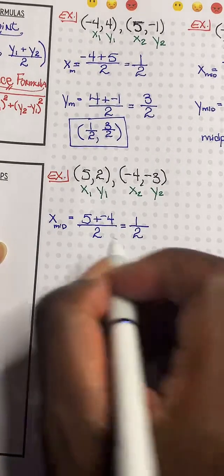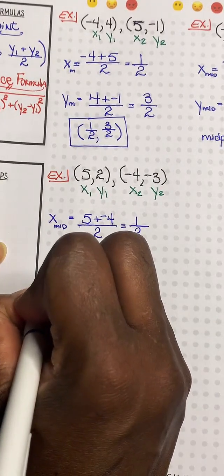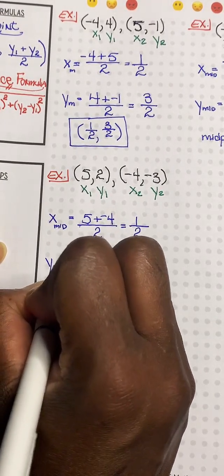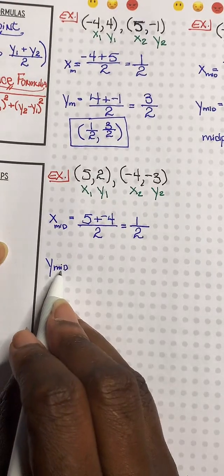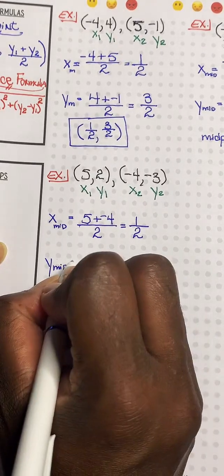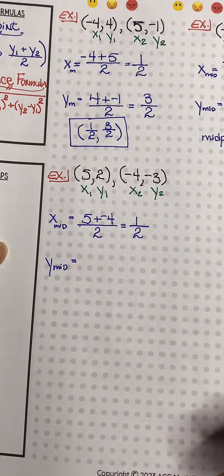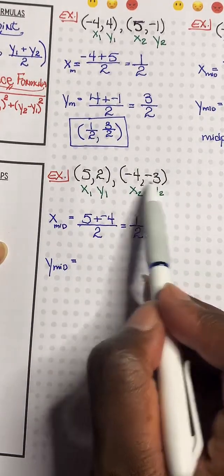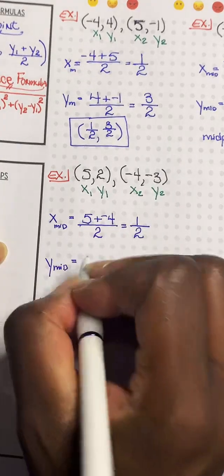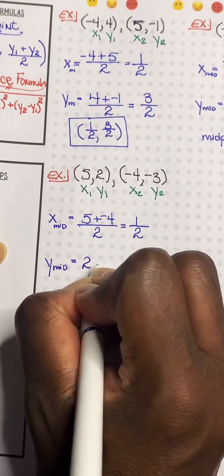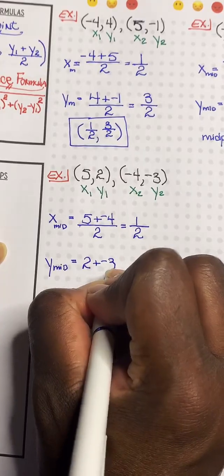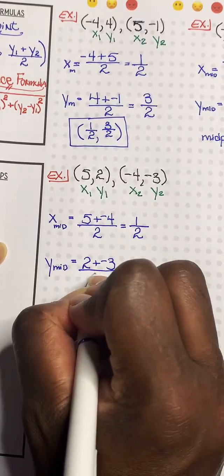Okay. Now we're trying to find our y value. And if you're wondering what's written right here, I'm just writing the word mid to remind me that I'm finding the midpoint. So now I want to take the sum of my y's. So I have 2 plus -3 divided by 2.